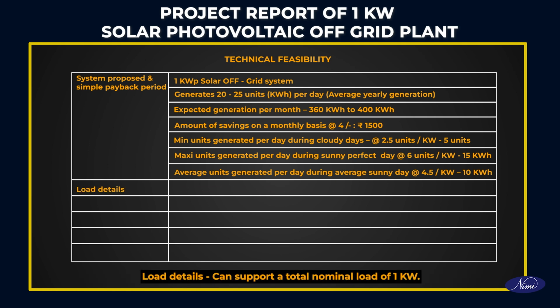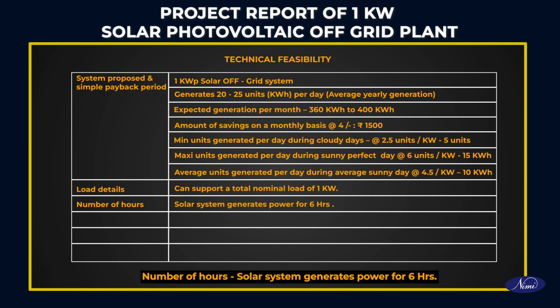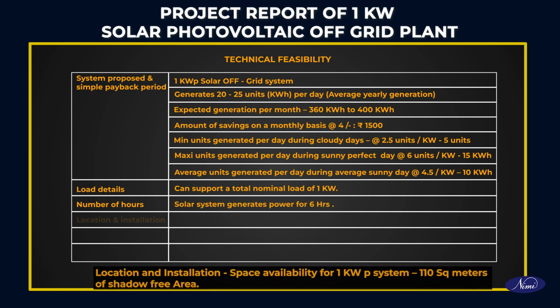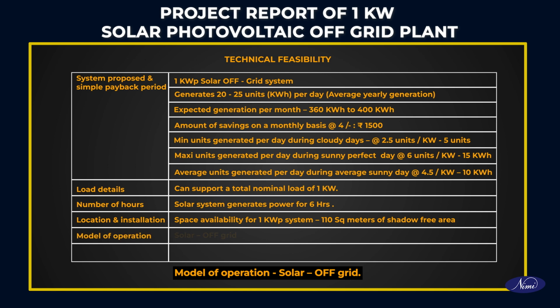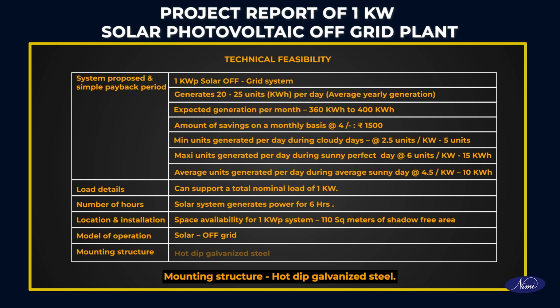Load details: can support a total nominal load of 1 kilowatt. Number of hours the solar system generates power: 6 hours. Location and installation. Space availability for a 1 kilowatt power system: 110 square meters of shadow-free area. Mode of operation: solar, off-grid. Mounting structure: hot dip galvanized steel.